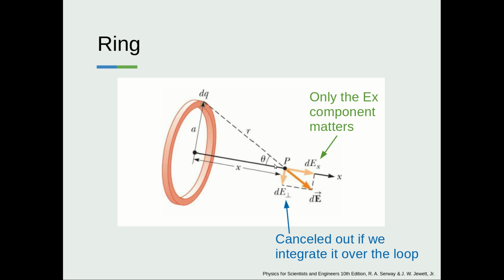So you can see that in a rotationally symmetric geometry like this, only the electric field on your working axis really matters. But the other one, this one, they cancel out anyway if you integrate over the loop. So you don't need to be scared by the complicated geometry. If you can find symmetry in it, then they always cancel out.